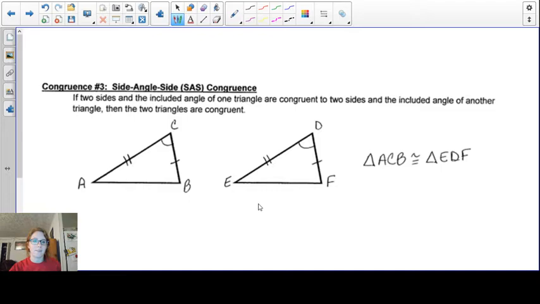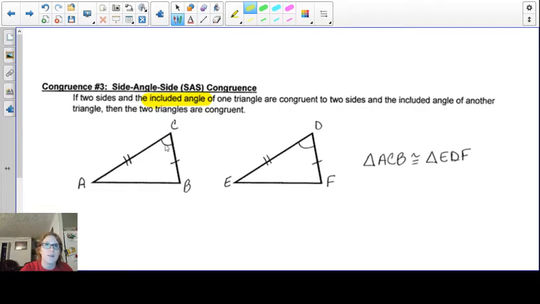Okay, we're going to talk next about side angle side. So if 2 sides and the included angle, that's something I really want to point out here, we're going to even highlight it, the included angle, are congruent, then the 2 triangles are congruent.